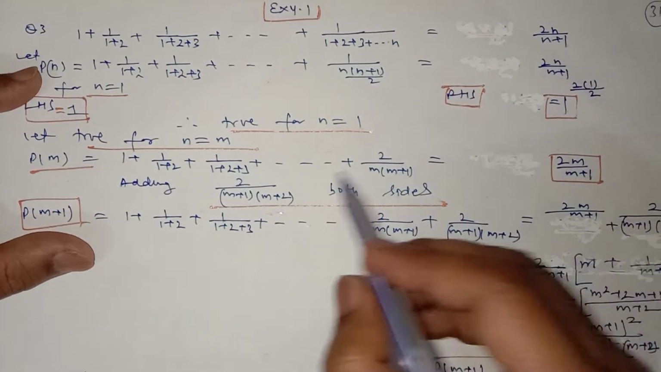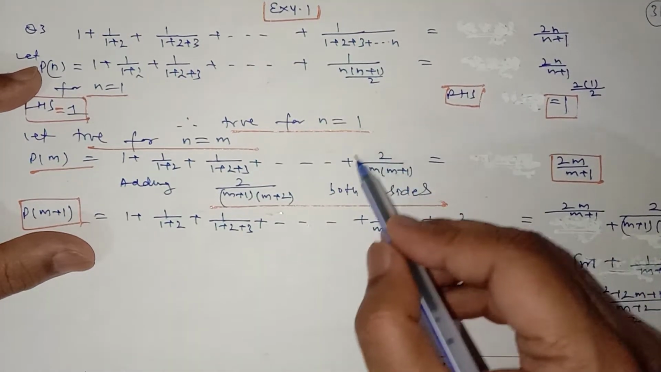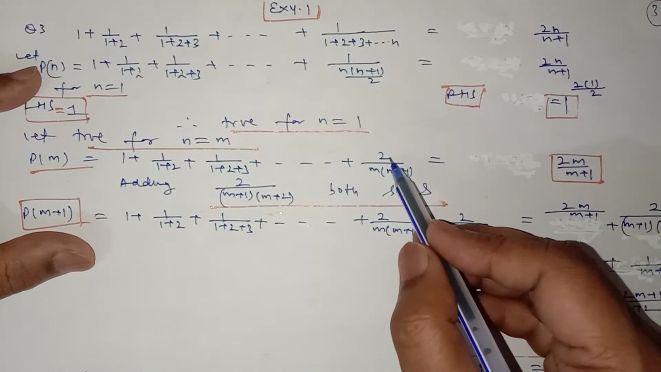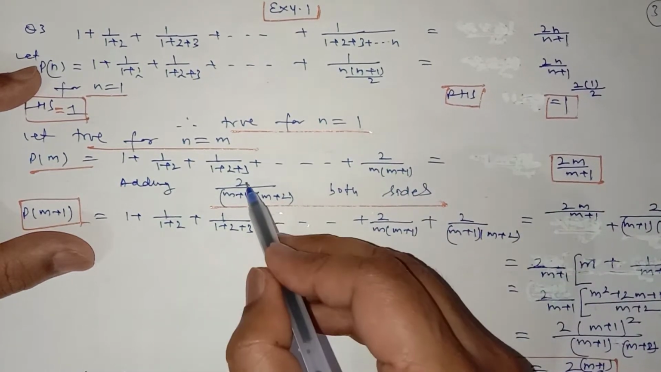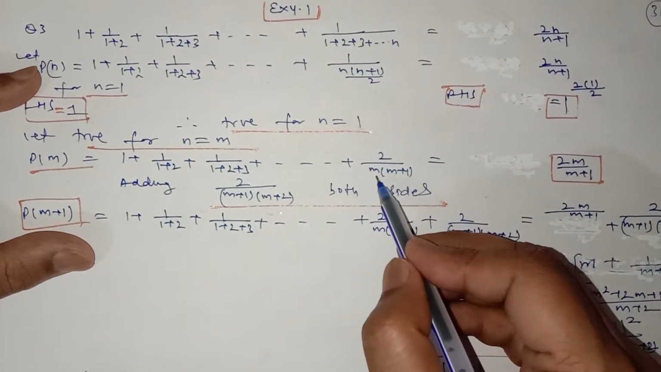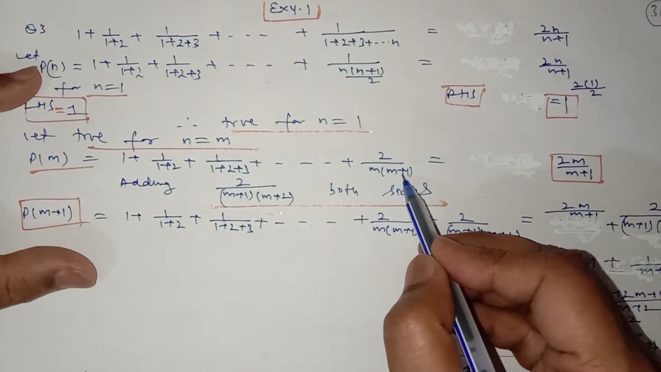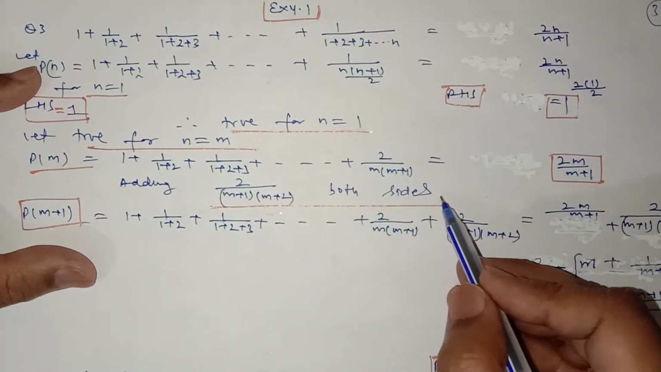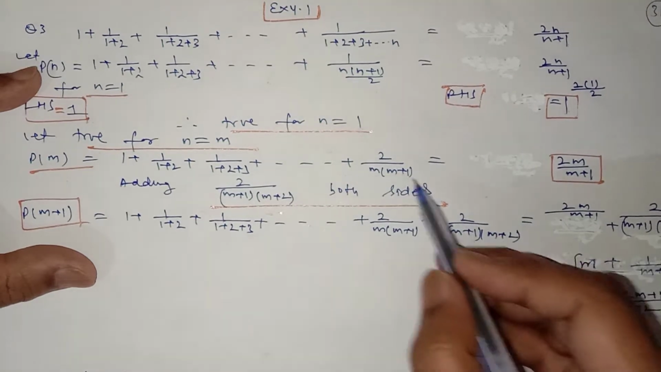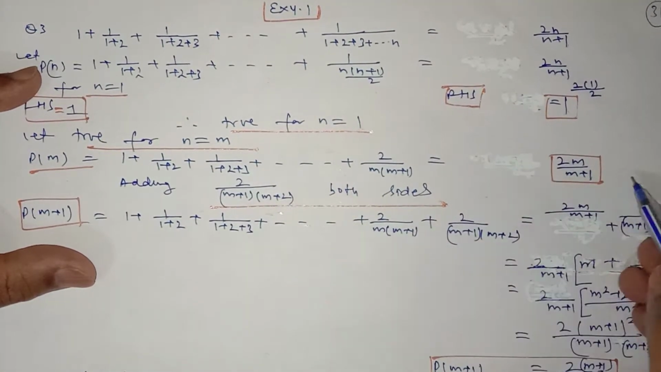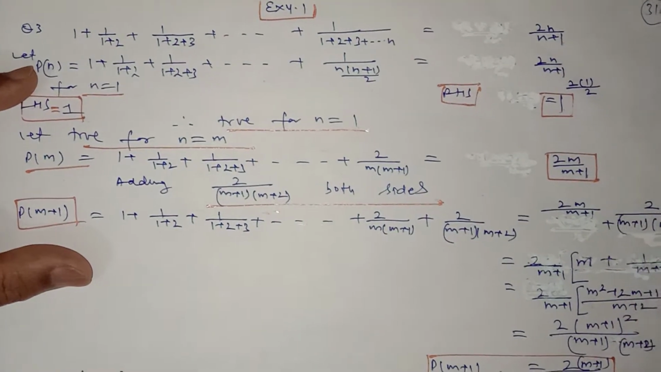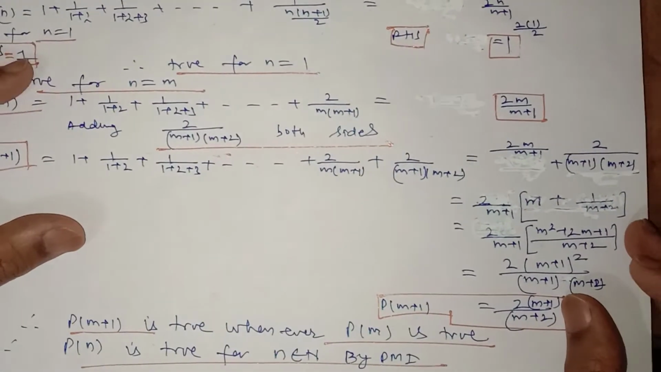Now as usual, you have to add the next term to both the sides. The next term will be 2 upon (m plus 1)(m plus 2). So adding 2 upon (m plus 1)(m plus 2) to the left hand side, and adding this to the right hand side, you have to simplify the right hand side only.